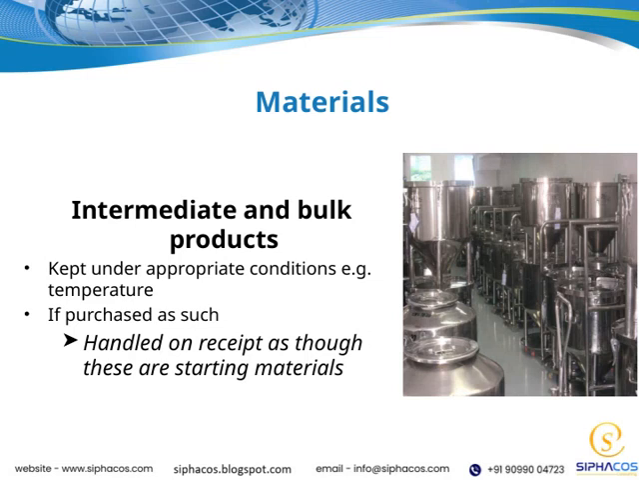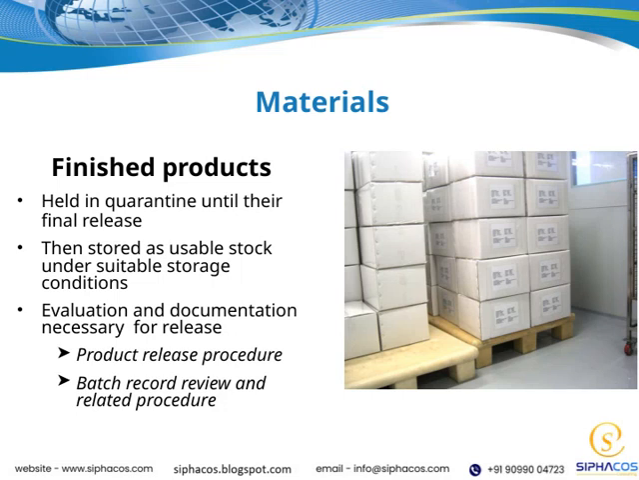Let's talk about intermediate and bulk products. These are materials that need to be kept under specific conditions, such as controlled temperatures, to maintain their quality. It's important to handle them carefully upon receipt, treating them as if they are starting materials. This means inspecting and storing them properly right from the start. Remember, these materials are critical because they form the foundation for the final products. Ensuring they are kept in the right conditions and handled correctly helps us maintain overall product quality and safety throughout the manufacturing process.